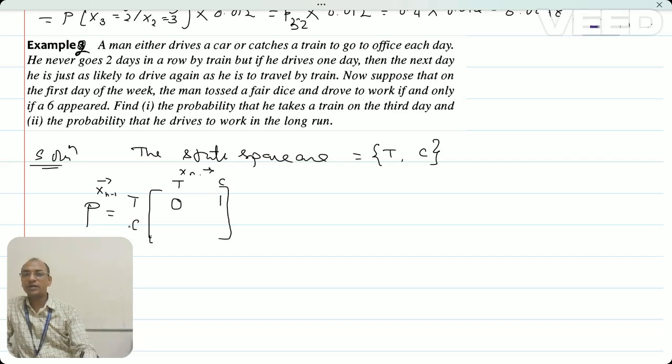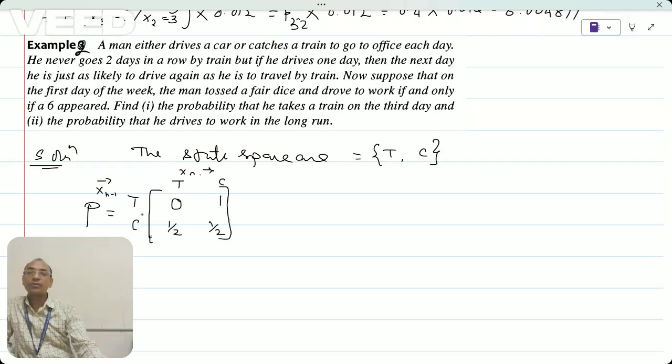Similarly, if in the first day he travels by car, then there is an equally likely chance that he may travel by car or travel by train. So if he travels by car, then he may travel by train or he may travel by car, but both of them are equally likely, so the probability will be half in each case. Okay, so this is my TPM.